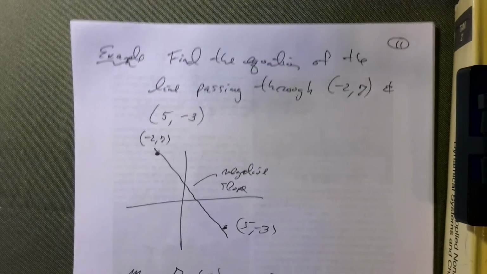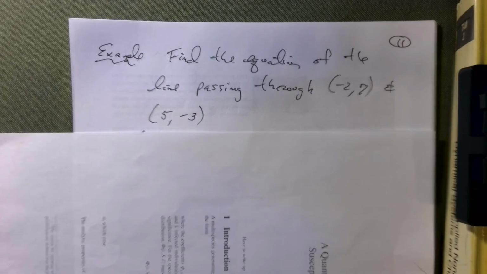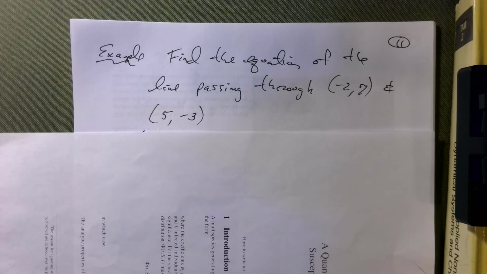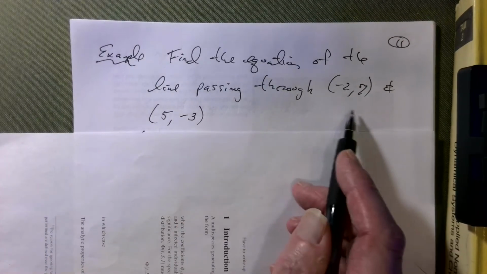Okay, let's take another example here. So I'd like to find the equation of the line passing through 2 points. Now, point slope form, you only need 1 point, but you have to have the slope. Here you have 2 points, but you don't have the slope. So the first thing is you've got to figure out what the slope is passing through these.